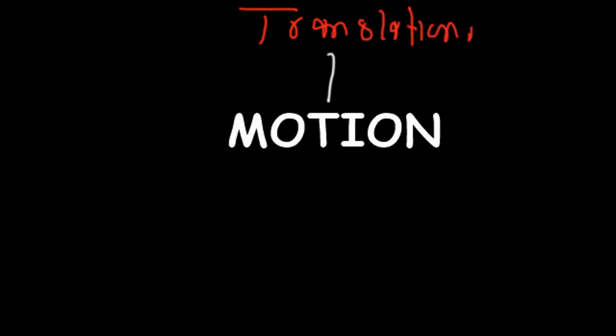So the first type of motion is known as translational motion. So a translational motion is the movement of an object from one place to another. So let's say I decide to move from one point to another, then what type of motion am I undergoing? In that case, I'm undergoing a translational motion.